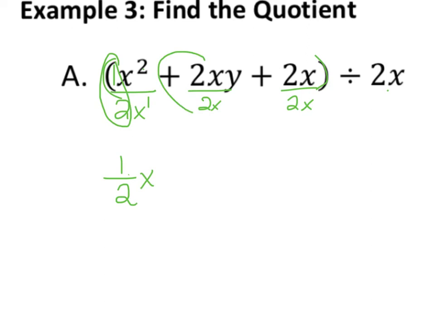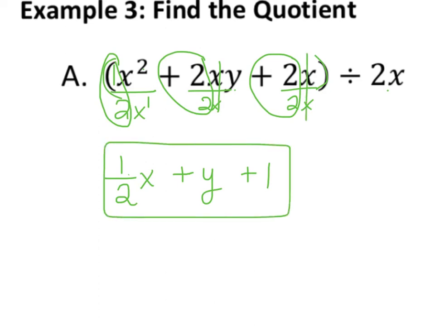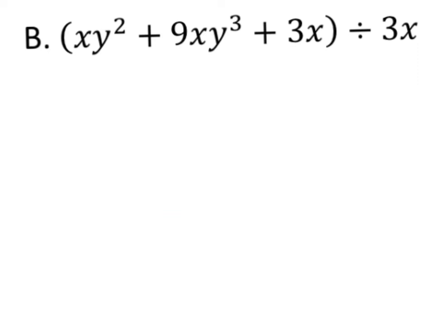So we'll keep going. We have a 2 on top and a 2 on bottom. That cancels to 1. I'm not going to write it. X divided by x, those cancel out, and we're just left with a y. For the last, we have 2 divided by 2. That's 1, and those x's cancel out. So this is the final answer. Last, let's see if you can get the correct answer for this one.